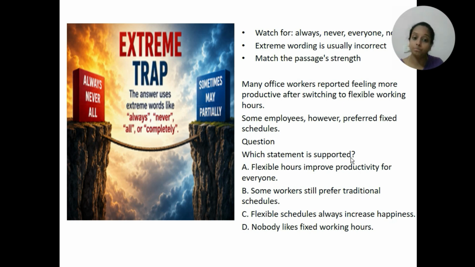Which statement is supported? Option A, flexible hours improve productivity for everyone. Option B, some workers still prefer traditional schedules. Option C, flexible schedules always increase happiness. Option D, nobody likes fixed working hours. Can you find the difference? The passage says some. The wrong answer says everyone, always, nobody. The exam quietly changes one word, right? That one word destroys the answer.